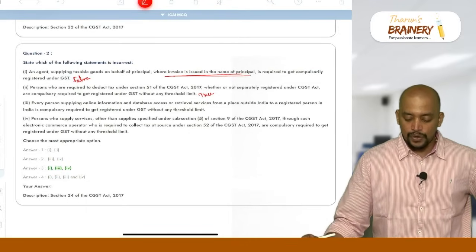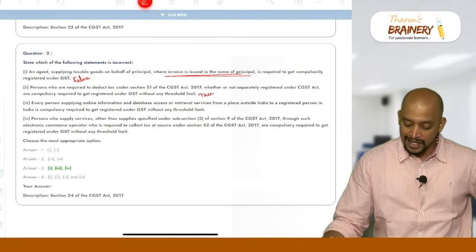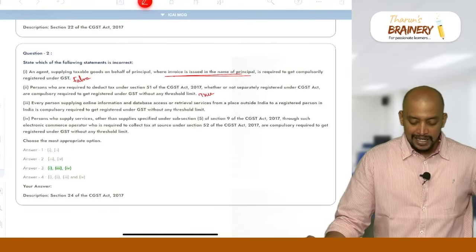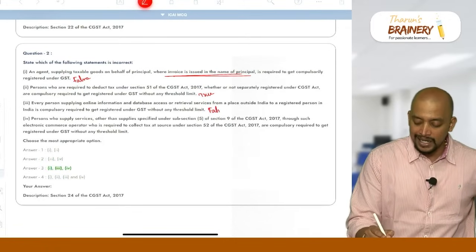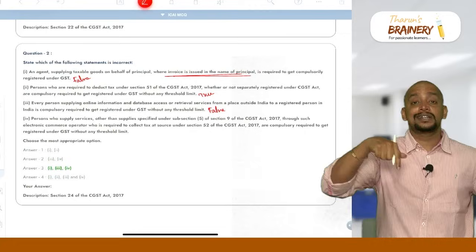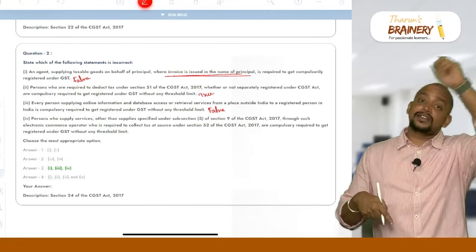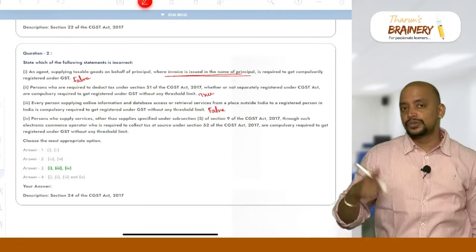Every person supplying OIDR services from a place outside India to a registered person in India is compulsorily required to get registered under GST law without any threshold limit. False. Only when they are making supply to a non-taxable online recipient in India is the liability on the supplier outside India, and they need to register.